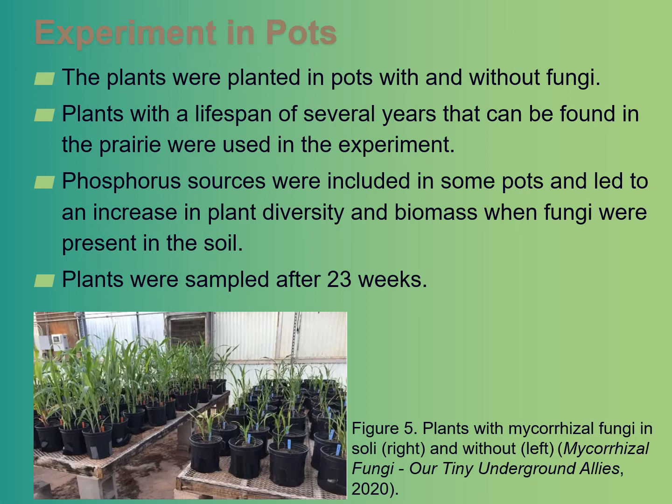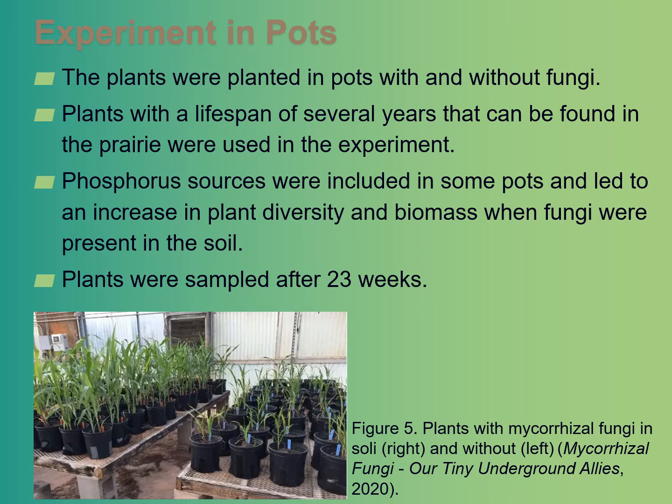Also, the authors added various sources of phosphorus to the soil in which the plants grew, and after the addition, when mycorrhizal fungi were present in the soil, there was an increase in the biomass and plant diversity compared to the values obtained for plants that grew in soil in which there were no fungi present. 23 weeks after the treatments, the authors collected and numbered the plants by species.